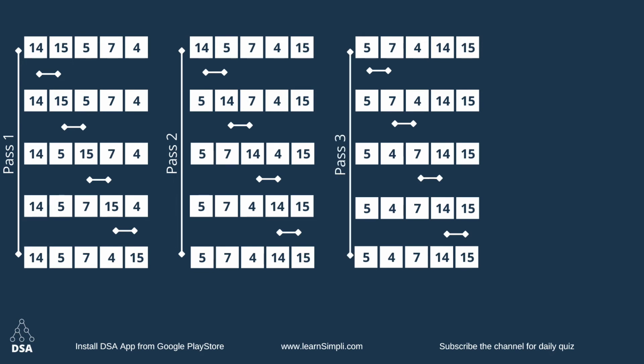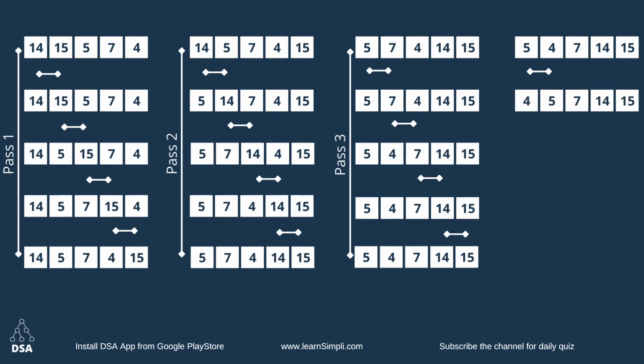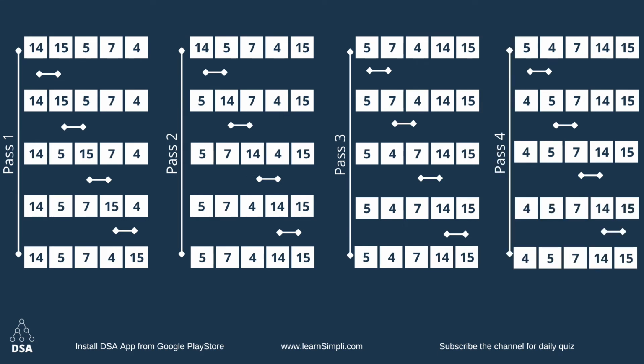Now see, after pass 3, we have the 3 largest numbers of the array sorted on the right side of the array. Still we have to continue the process of comparing in order to get the sorted array. So now compare 5 and 4. Swap the numbers because they are not in order. Compare 5 and 7, 7 and 14, 14 and 15. All are sorted, so no further swapping is required. This is the final sorted array.